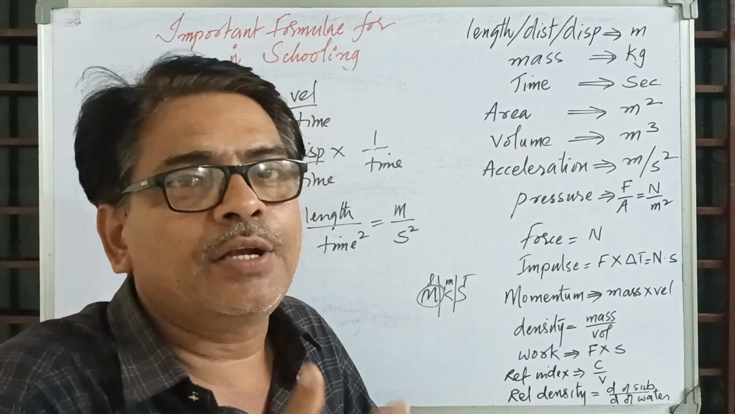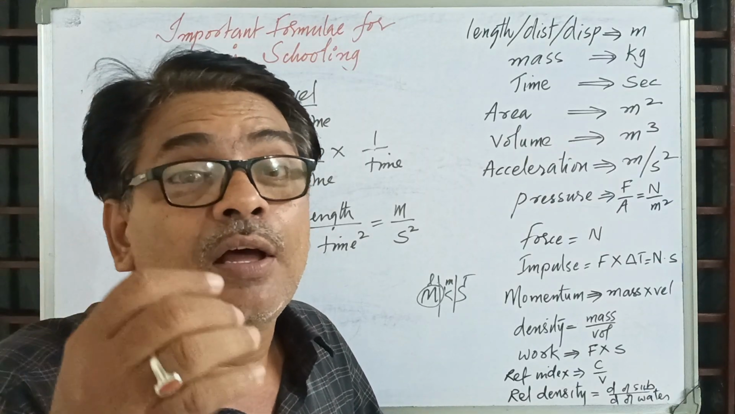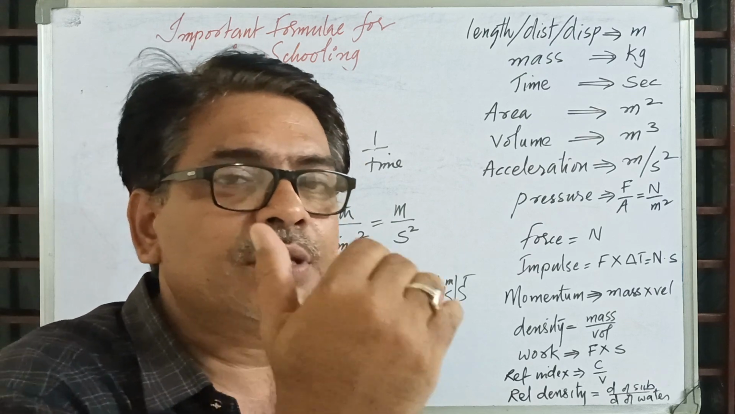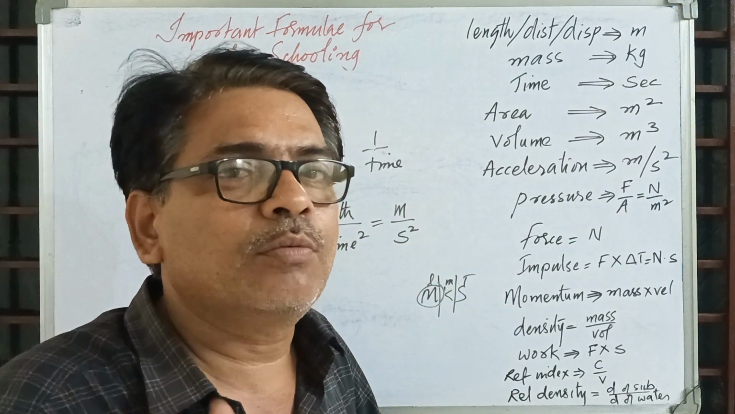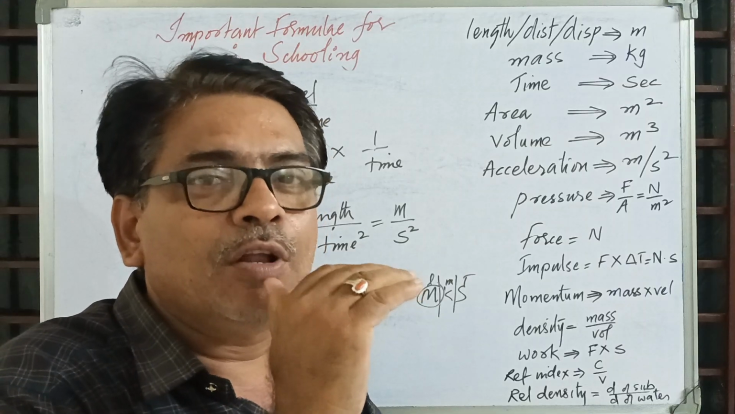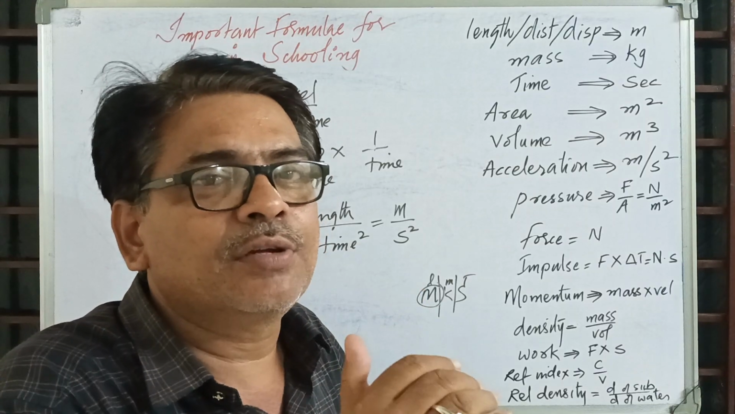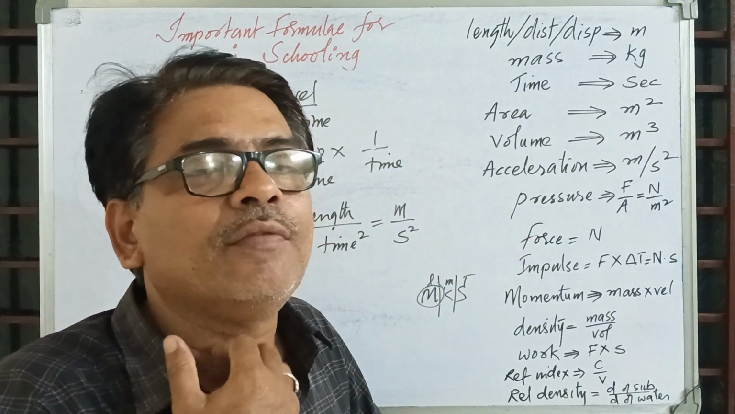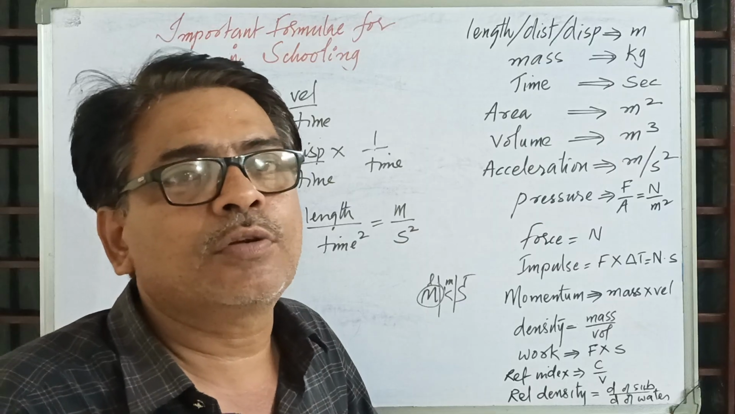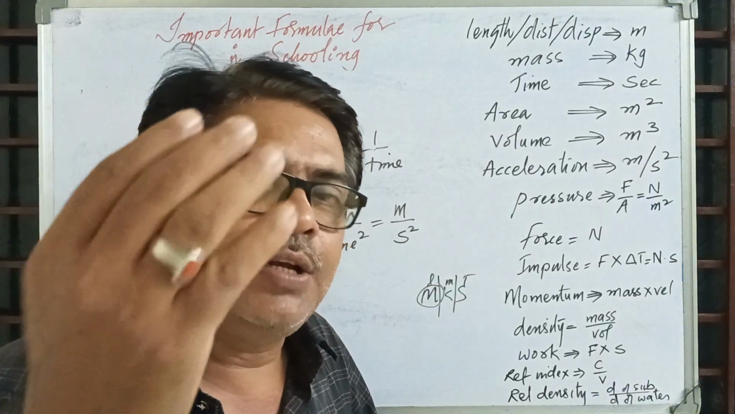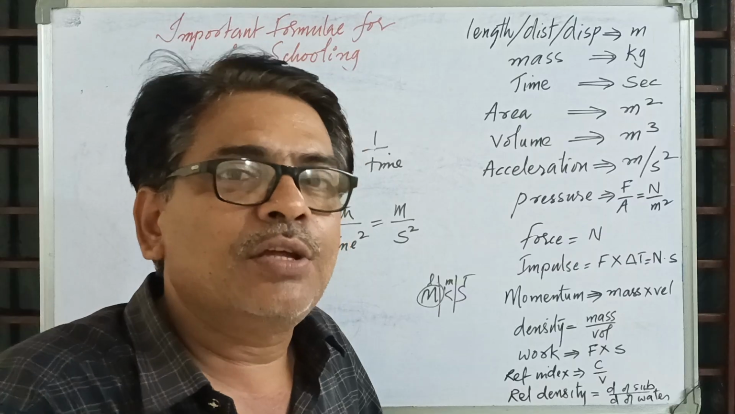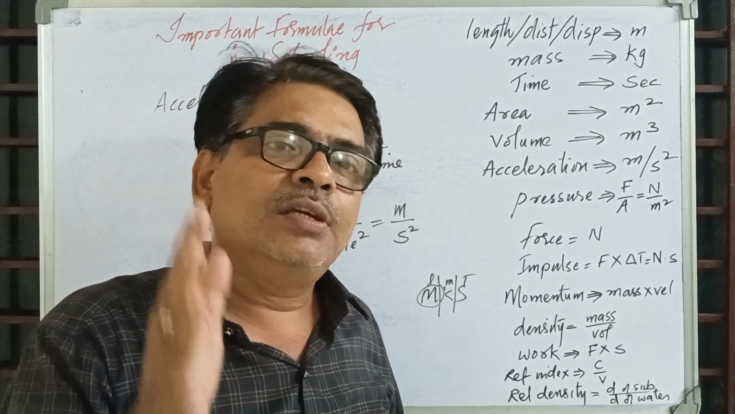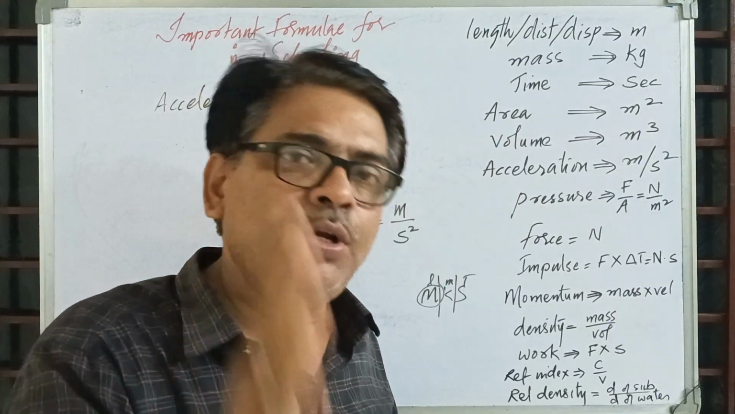Another related term is what? Refractive index. n is equal to c by v. Again, it's a ratio between velocity of light in vacuum and velocity of light in any medium. That is, n is refractive index, c by v, where c is the velocity of light in vacuum and v is the velocity of light in any medium. Therefore, again it's a ratio. Since it is a ratio, you don't have any units.